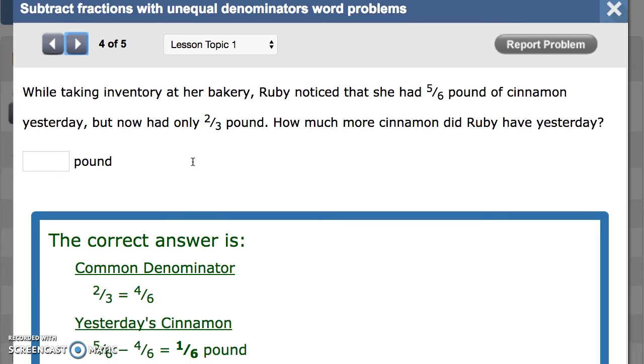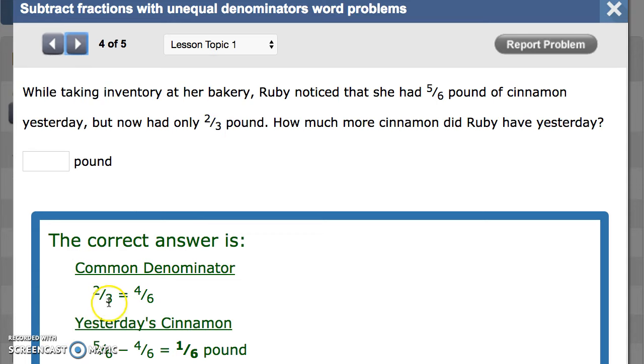Okay, Ruby noticed that she had 5/6 of a pound of cinnamon yesterday, but now she only has 2/3 of a pound. How much more cinnamon did Ruby have yesterday? So here's the same kind of problem. I have a 6 denominator and a 3 denominator in my numbers. And rather than do butterfly method and get something 18ths, I can just change one fraction to get a 6 on the bottom and save myself some steps.